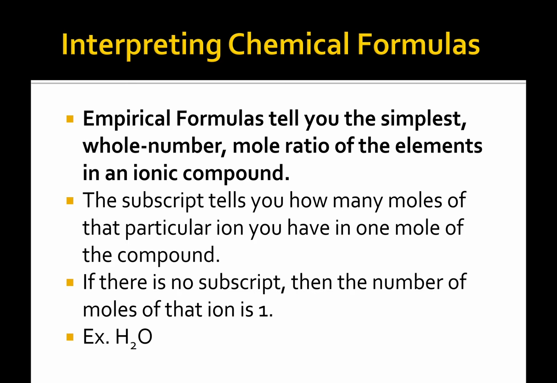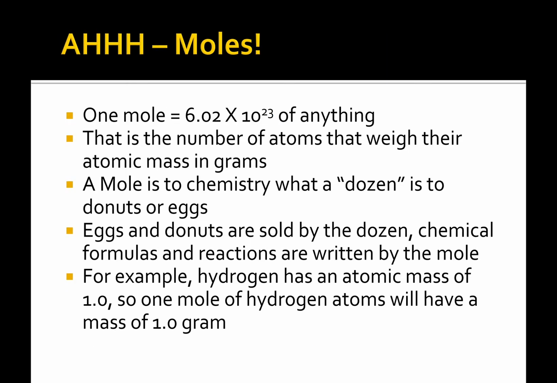This always refers to 1 mole. That's kind of something that we've ignored up to this point. But all of our numbers, including our atomic mass in the table, is referring to 1 mole of atoms for that particular mass. We learned the other day if there's no subscript, then the number of moles of that ion is 1. For example, H2O, we wouldn't call this H2O1. We omit the ones from our formula.